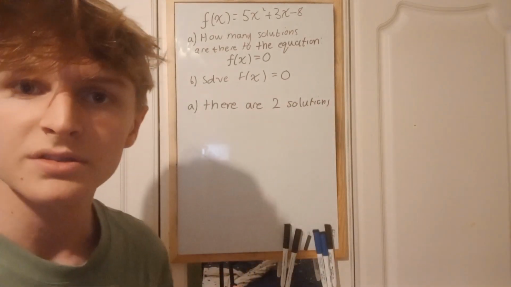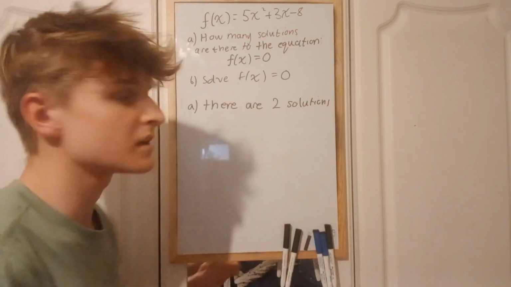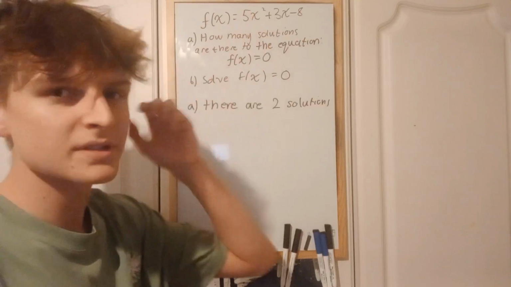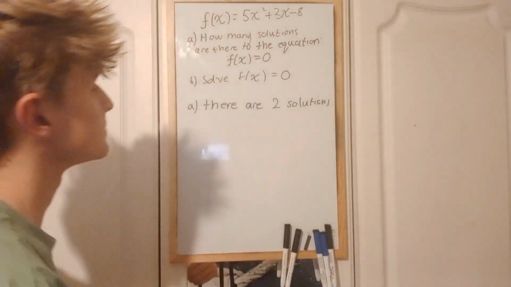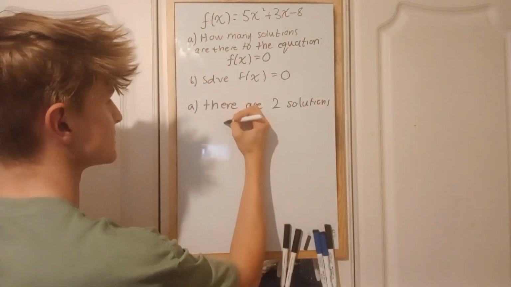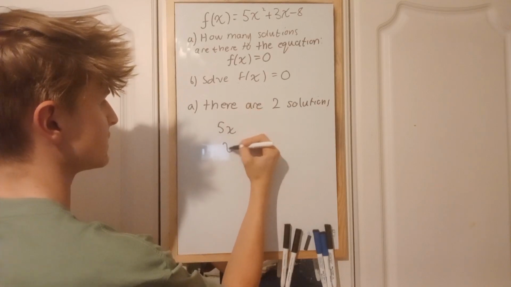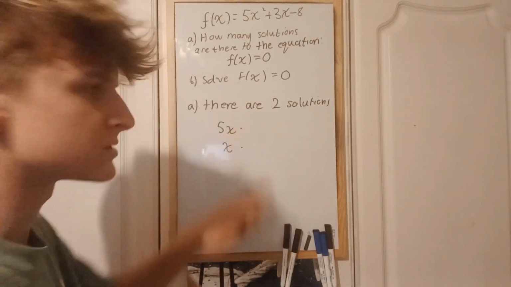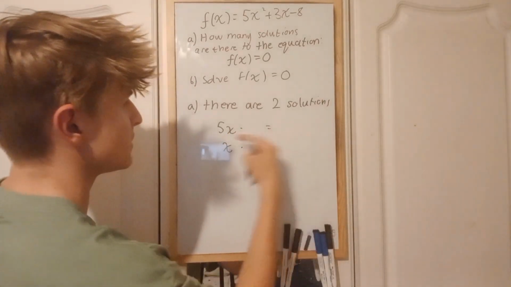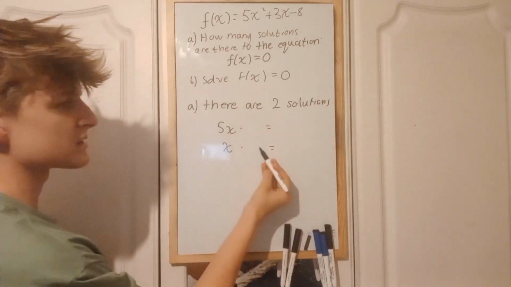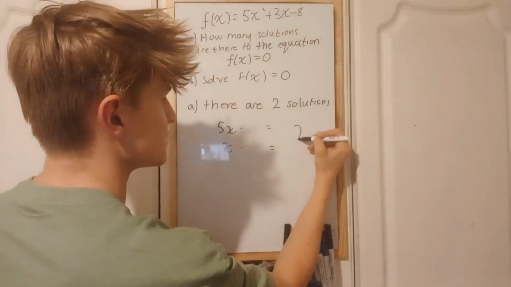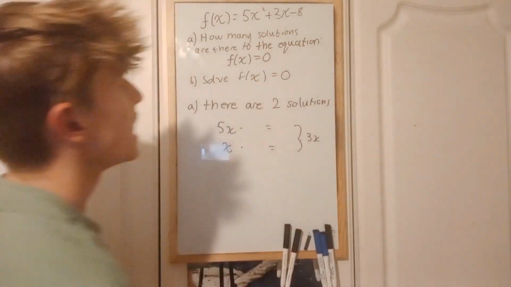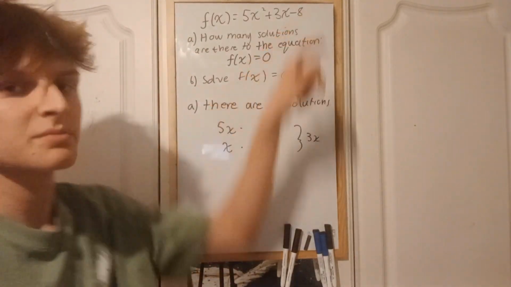Right, and the next part is to just solve f of x equals 0, and I'm going to do this by factoring, just as a little revision on how to factor quadratics where a is not equal to 1. Okay, right, so we're going to set this up. We're going to say, okay, 5x, x, and we have 2 mystery numbers here we're going to try and solve for. 5x times something equals something, x times something equals something. We want those 2 things at the end to add to positive 3x. And we want these 2 mystery numbers to multiply to negative 8.